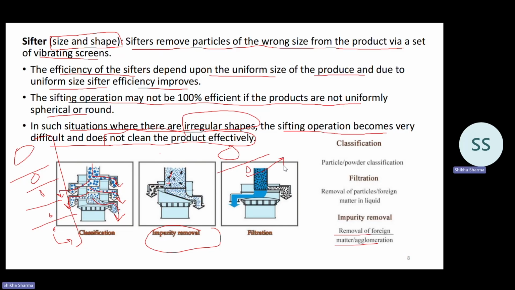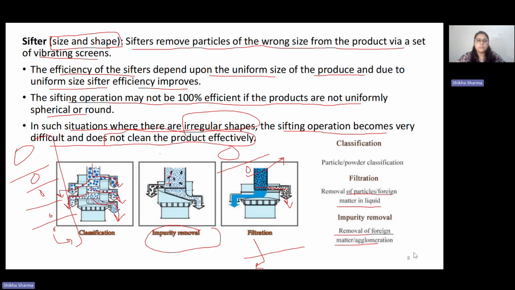Then the filtration process can be done. It is also used for the removal of foreign materials from liquid. Liquid particles have a very low particle size, so those can pass through the sieve easily, whereas the foreign particles have a larger size, so they will remain above the top of the screen. So these two fractions, the liquid and the foreign particles, can be separated. This sifting process can be used for filtration as well.